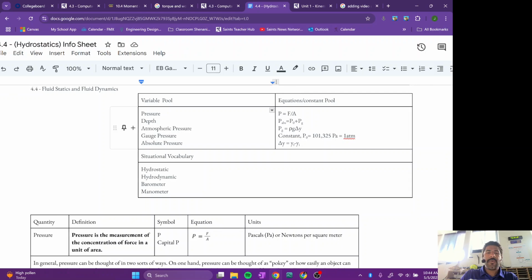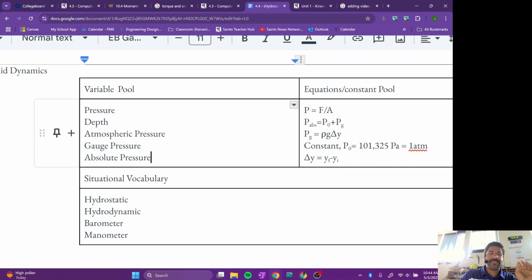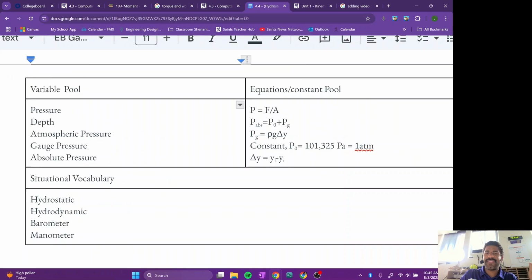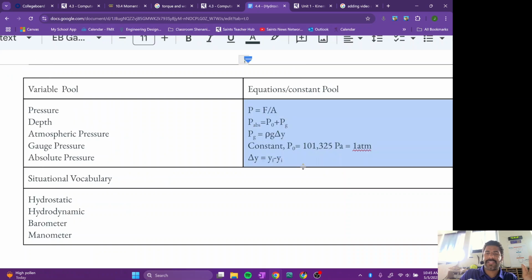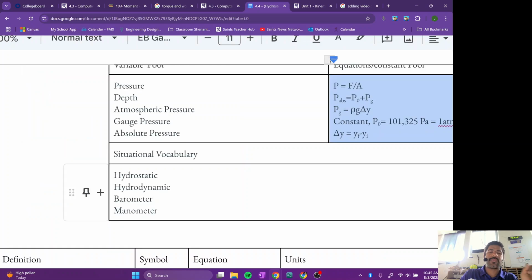Now, this is what we're going to be covering today. A bunch of different things dealing with pressure. We're going to talk about depth for just a second. These are little equations that we're going to see later on. And we have some other situational vocabulary that might pop up later.